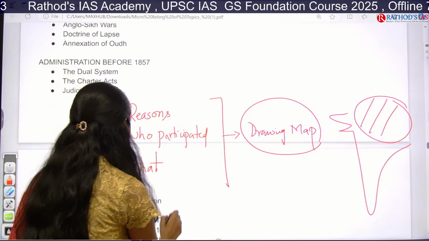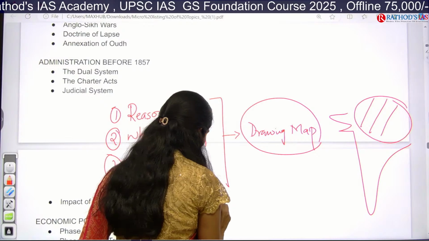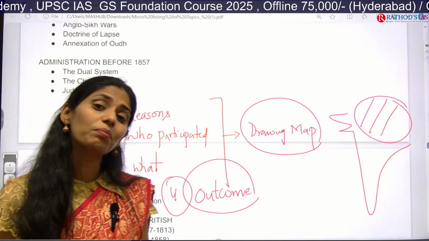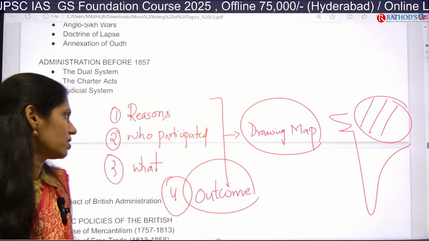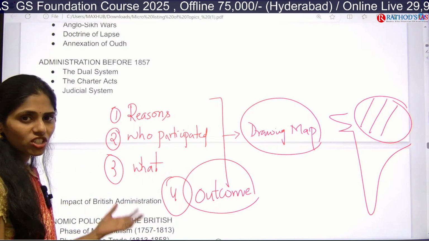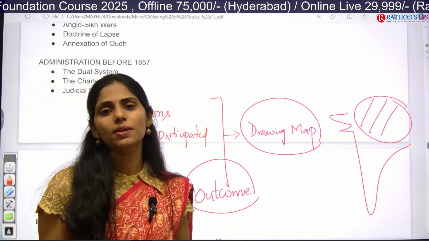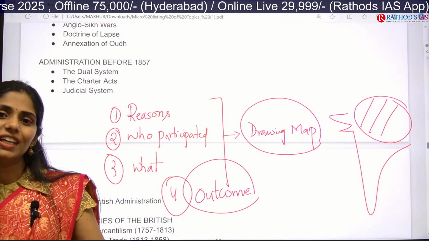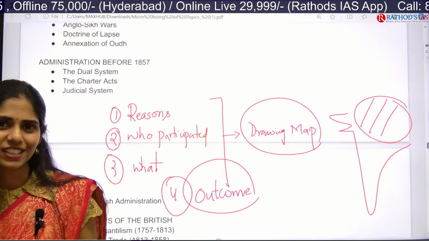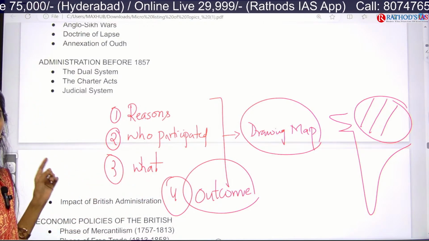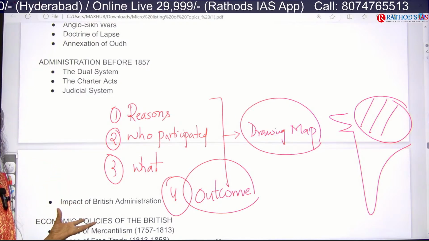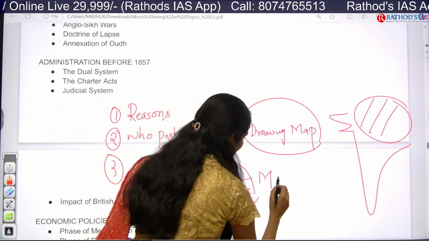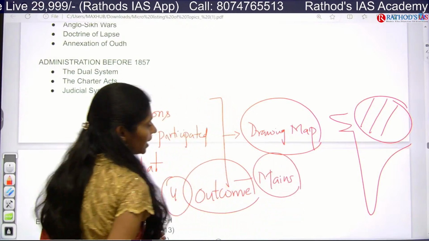Right, and you have to see what the outcome is. After this revolt of 1857, lots and lots of changes were made by the Britishers. There were changes in provincial administration, changes in the judiciary, and even changes in their soldiers. Now they increased the ratio of British to Indian soldiers. Even lots of changes in administration. So those outcomes will be very important for your mains, and you can get questioned directly.